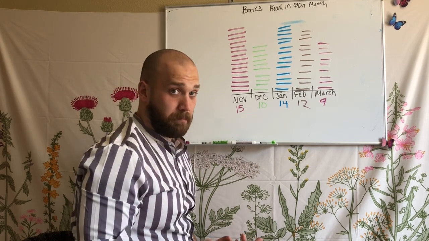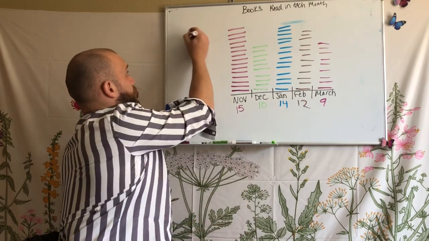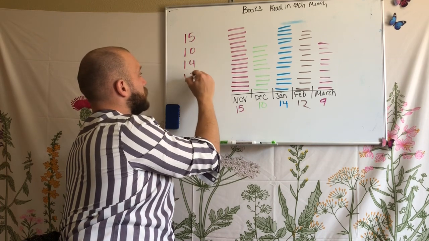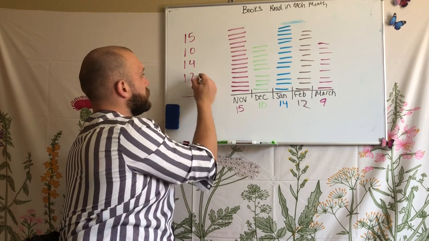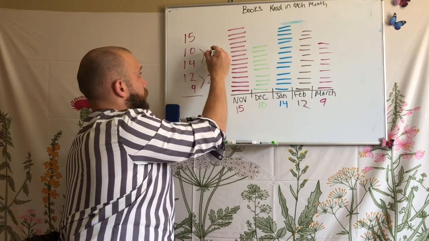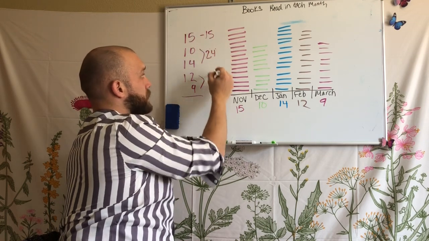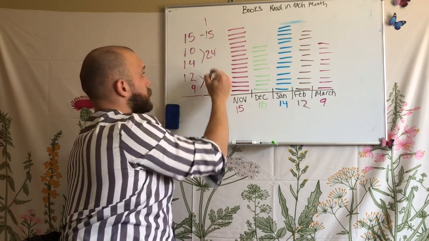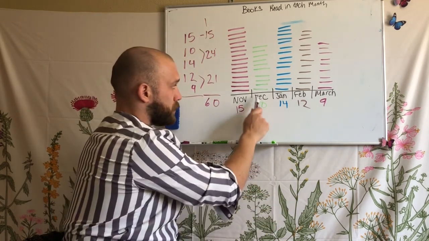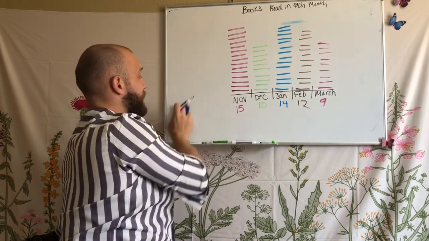So, first step, adding them all together. So I'll have 15, 10, 14, 12, and 9. 21, 24, 15 stays the same, 5, 6, 7, 8, 9, 10, 1, 2, 4, 5, 6, 60. So what do I divide that by? 1, 2, 3, 4, 5. So 60 divided by 5.